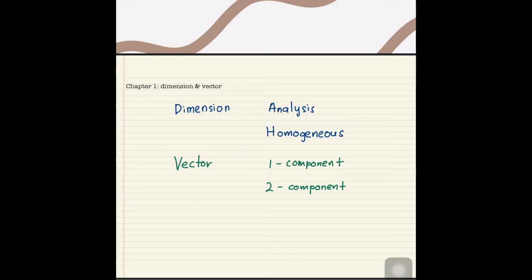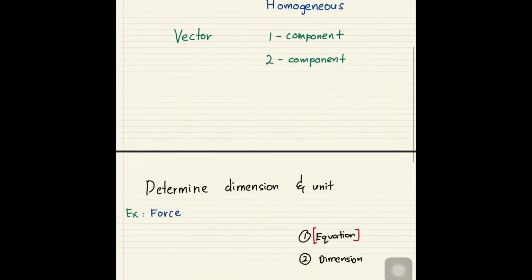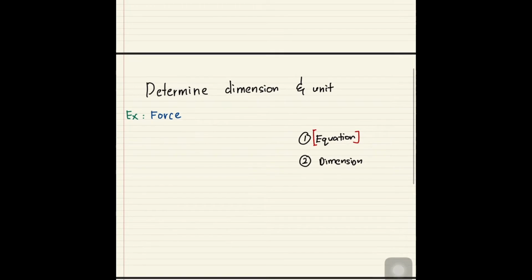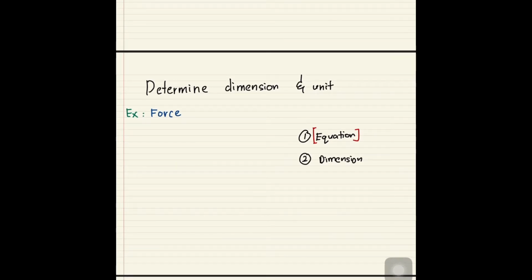Another part is vector. So we're going to discuss the first part first because this one is the one that they might ask in exam. The vector part, they will ask you throughout the semester. Okay, how to determine dimension and unit.